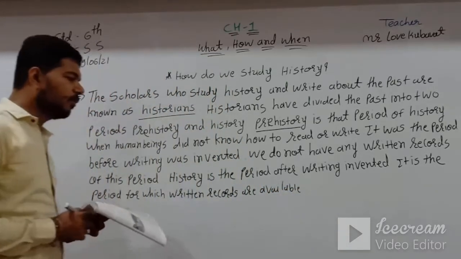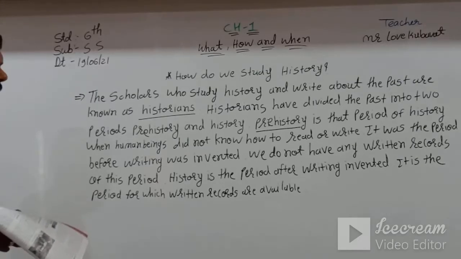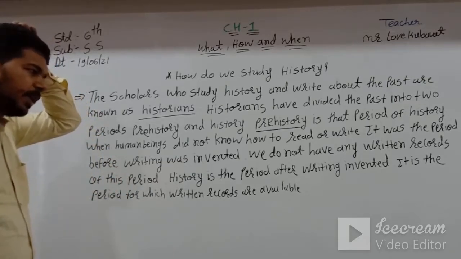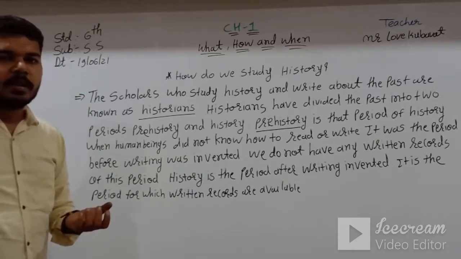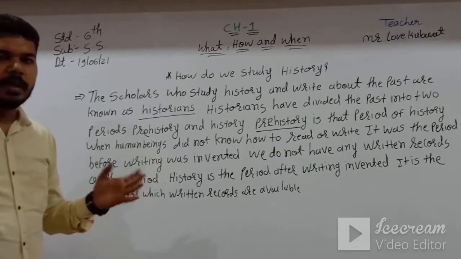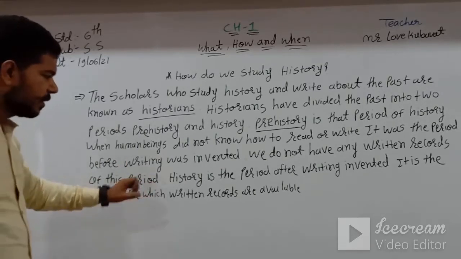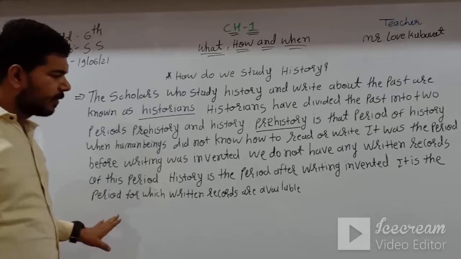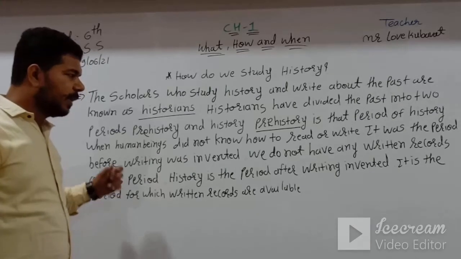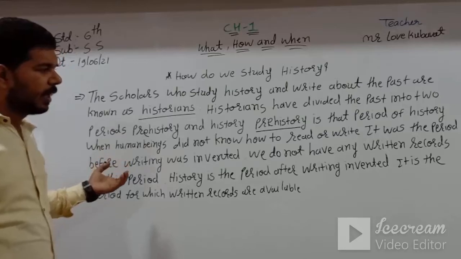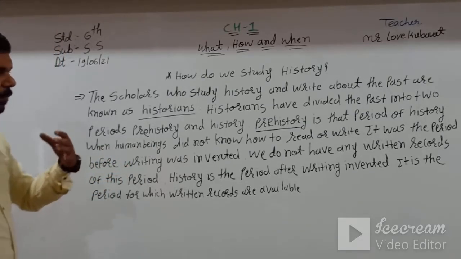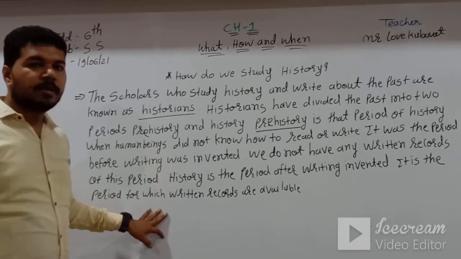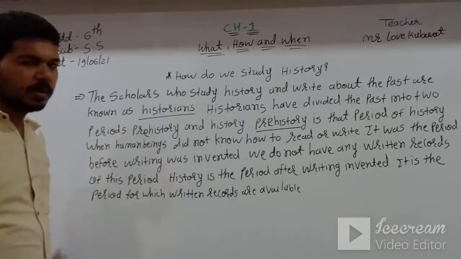And then you ask me a question, so this is prehistory, then what is history? History is the period after writing was invented. Means when humans could write and read. It is the period for which written records are available. In prehistory, we do not have any written records. First of all, write this down in your book.